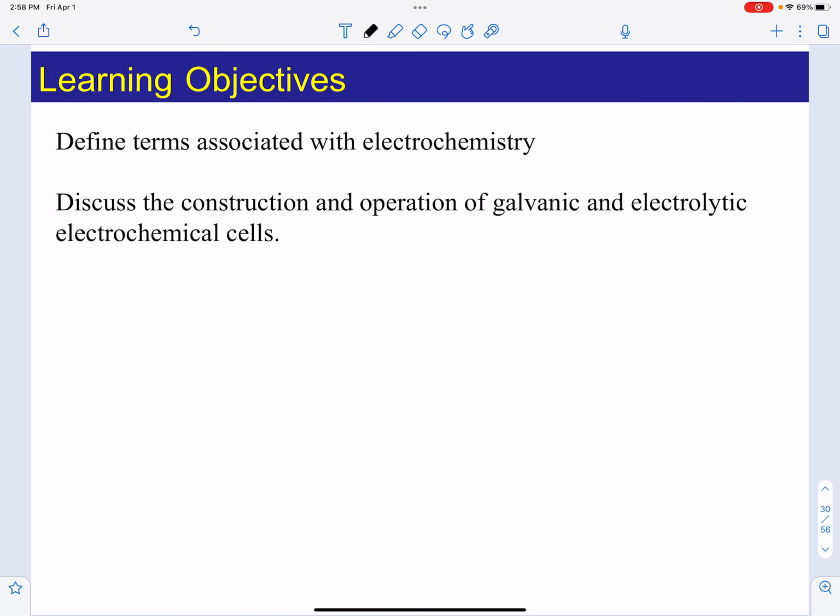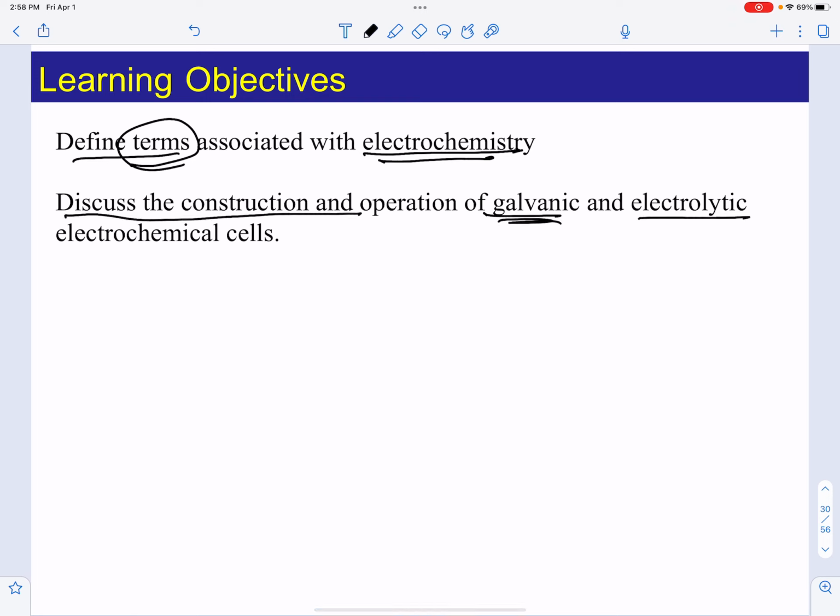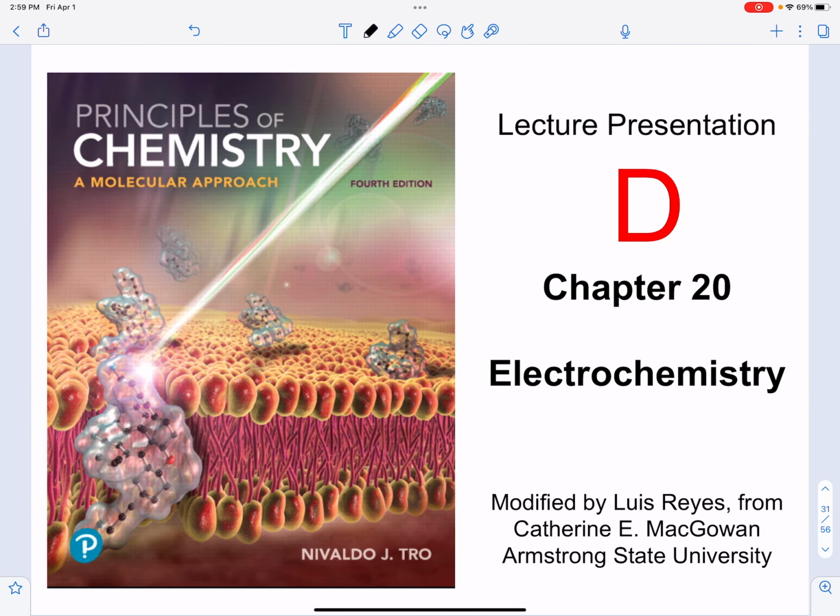And with that, we defined most of the important terms associated with electrochemistry, and we discussed how to build a galvanic cell. And I told you the only thing I want you to worry about for now with electrolytic cells is that they do not produce energy, they require energy to get the chemical reaction going. That usually happens when you don't have a spontaneous reaction, like copper losing electrons to zinc, and you're forcing it to happen. So it's not a spontaneous reaction.